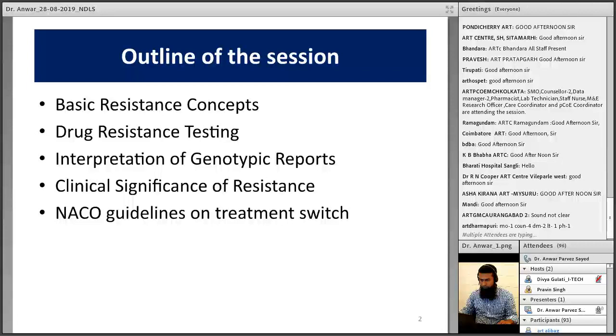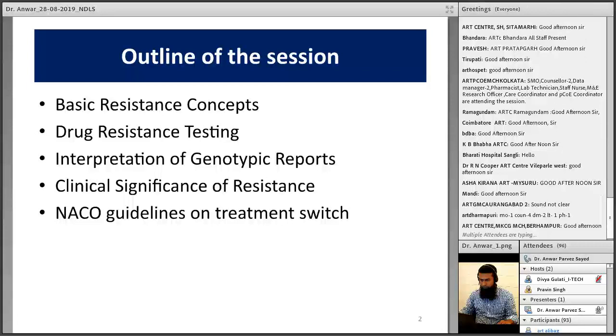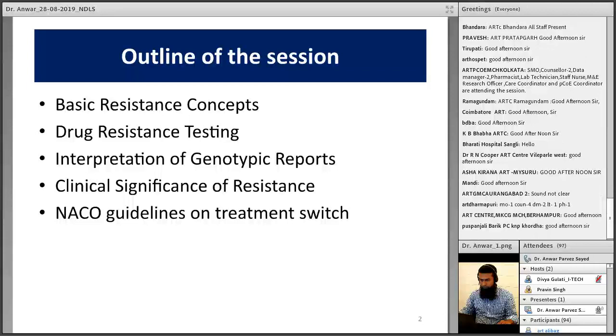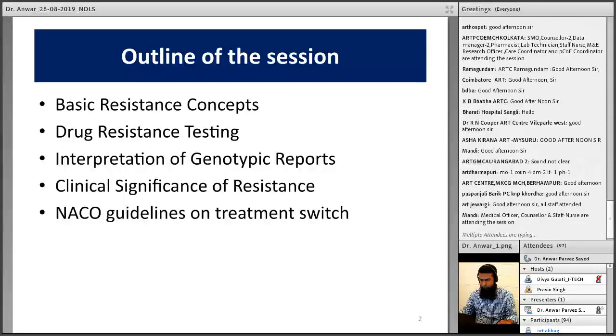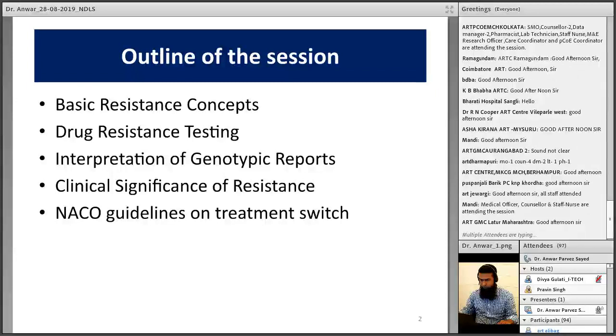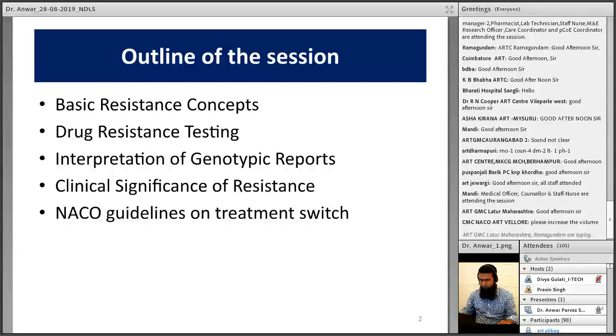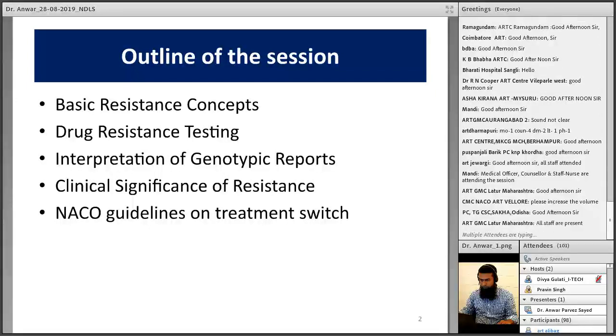And then the clinical significance of resistance, and the more important part in terms of practice will be the NACO guidelines on treatment switch. Usually treatment switch is advised by the SACEP, but as ART medical officers and ART counselors, we should be aware of the line of management recommended by the national program after the failure of first line ART.